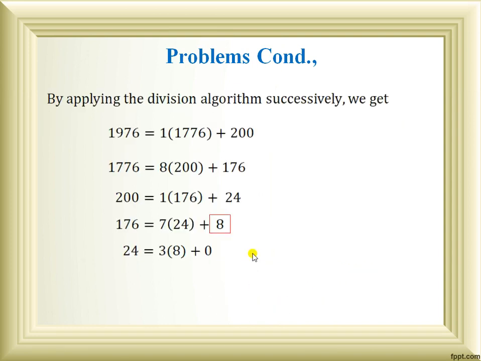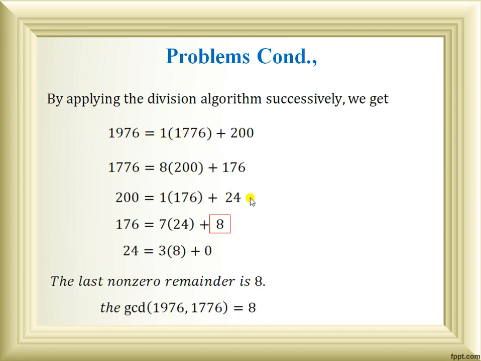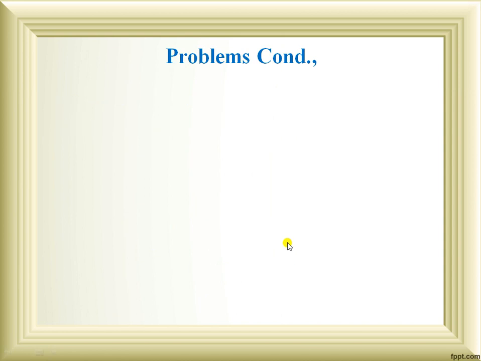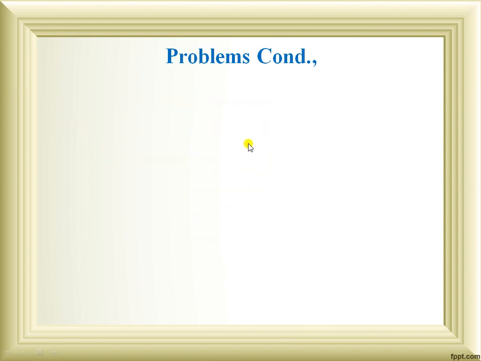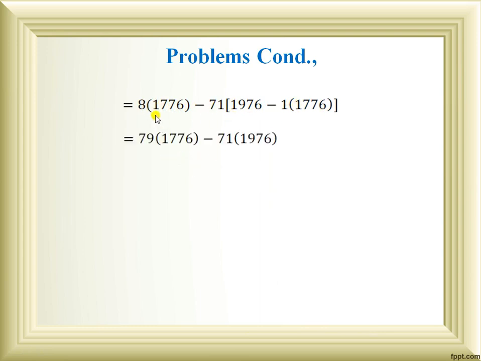So look at the previous one. We have the 200 value as 1976 minus 1 time 1776. Substitute that in place of 200. So in this particular place, I will get minus 71 times this value. Therefore, combining all those things, 8 times here plus 7 times this becomes 8 plus 71 times. 8 plus 71 is 79 times 1776 minus 71 times 1976.